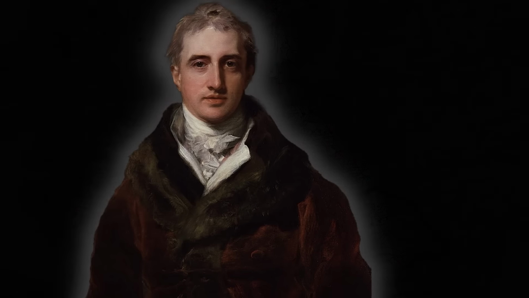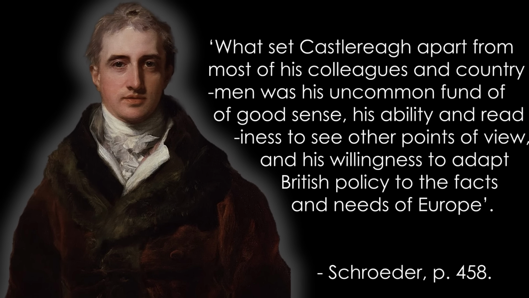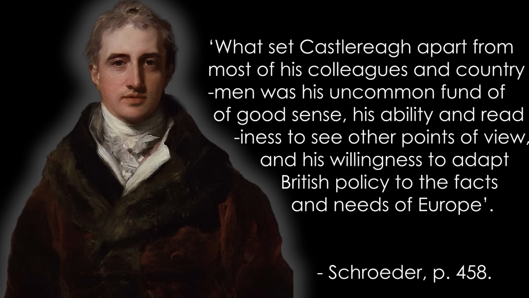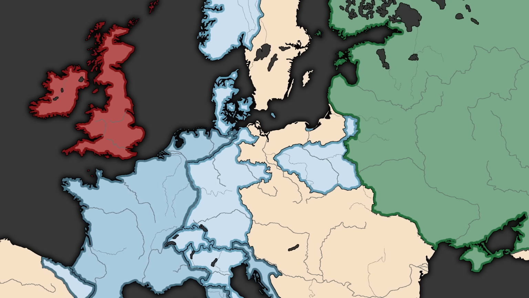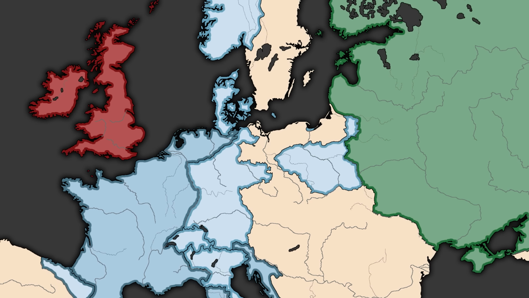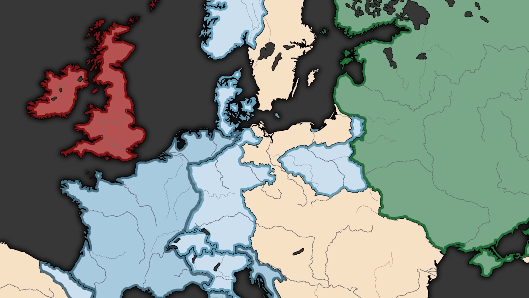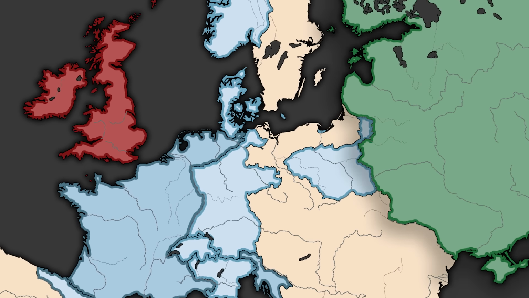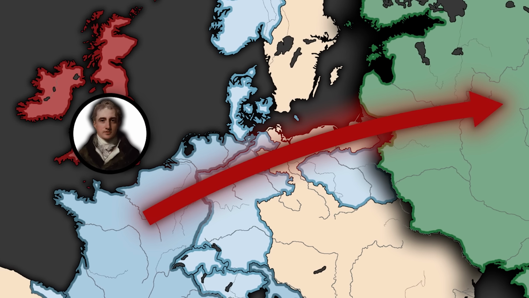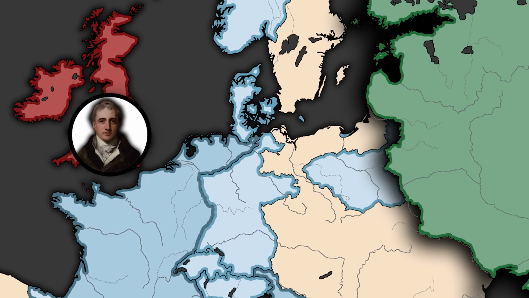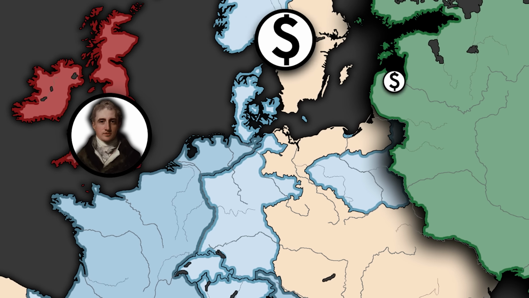To quote Schroeder again, what set Castlereagh apart from most of his colleagues and countrymen was his uncommon fund of good sense, his ability and readiness to see other points of view, and his willingness to adapt British policy to the facts and needs of Europe. His impact had been felt immediately back in 1812, when, with it becoming clear Russia would resist the Napoleonic onslaught, Castlereagh finally roused the power of the British state to provide the type of subsidy it's now remembered for.